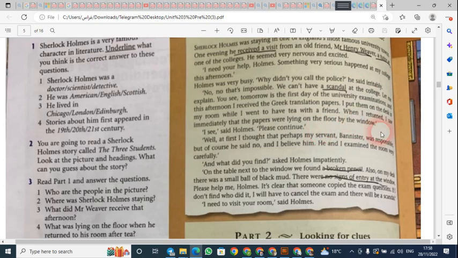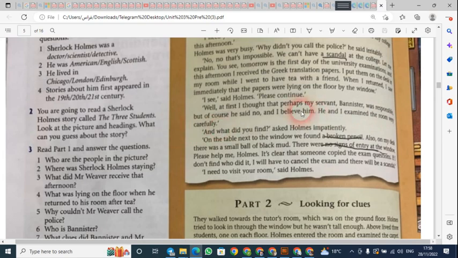When he returned to his room, I saw immediately that the papers were lying on the floor by the window. He put them on the desk. When he returned, he found that the papers were on the floor, next to the window. I see, said Holmes. Holmes told him, I see. Please continue. Tell me the rest of the story. Well, at first I thought that perhaps my servant, whose name is Bannister, my servant, اعتقدت أن خادمي Bannister, was responsible. But of course he said no, it wasn't me, and I believe him. وأنا صدقته. He and I examined the room very carefully. فحصنا الغرفة بشكل جيد أنا وبانستر.